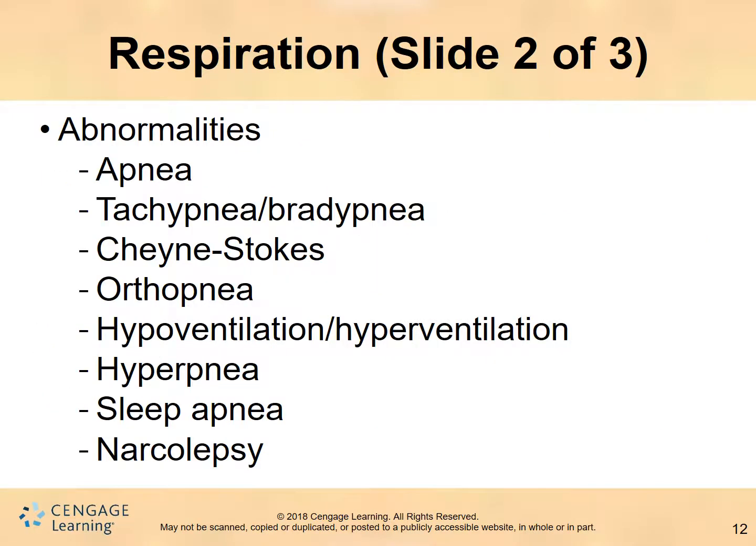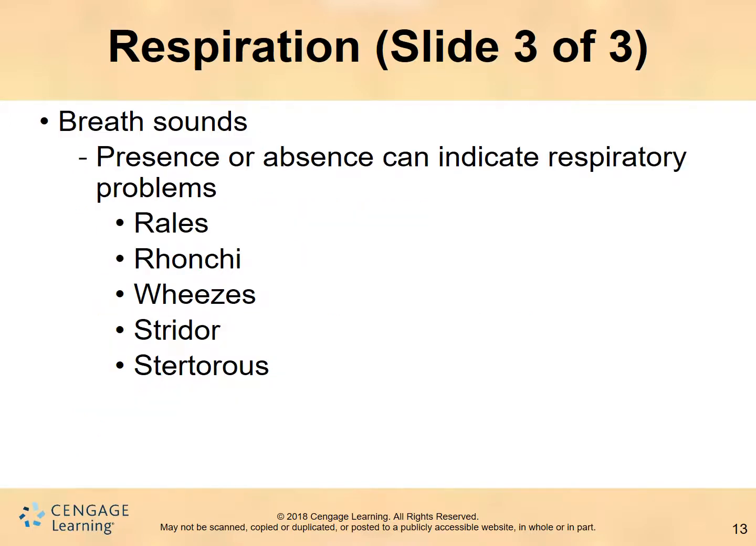This slide shows the different abnormalities in respiration. You will want to check breath sounds with a stethoscope. Presence or absence of these different sounds can indicate respiratory problems: rales, rhonchi, wheezes, stridor, etc.